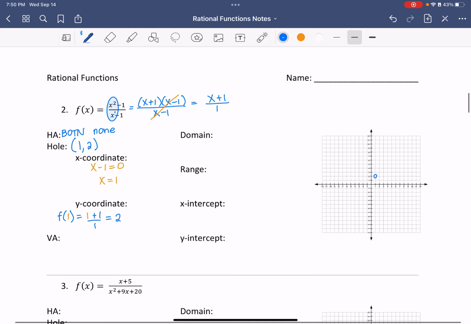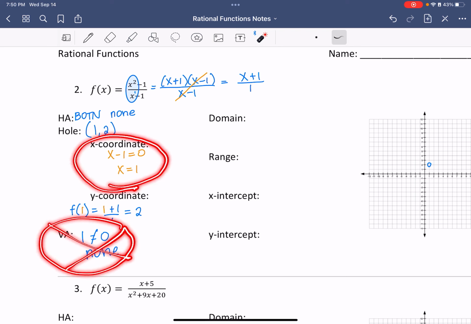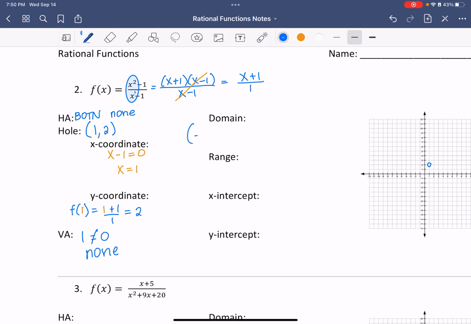All right, the vertical asymptote, you set the denominator equal to 0, the simplified denominator. The denominator here is 1, set that equal to 0. 1 will never ever equal 0. So if this ever happens to you where there's no variable and it's just a number, there will be no vertical asymptote. Okay, so the domain is all real numbers on the x-axis except this x value and this x value. But we don't have one of these, so we don't have to worry about that one. So we're going to do everything except positive 1. So negative infinity to 1 union 1 to infinity. Okay.